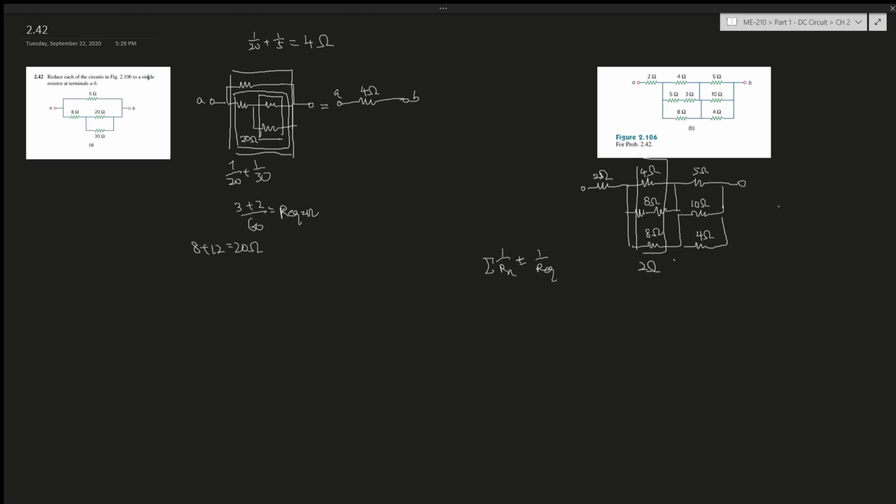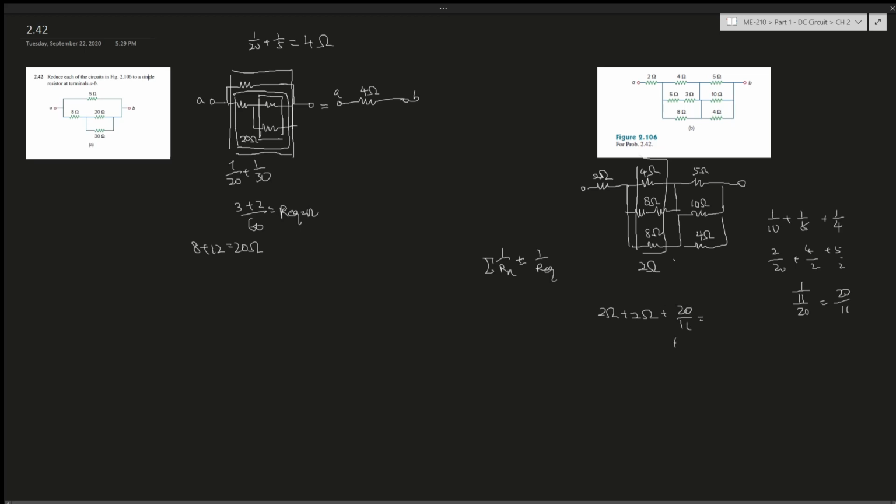Okay, over here we can't really do that, so let's say 10, 5 and 4. The lowest common multiple is 20. So this is 2 over 20 plus 4 over 20 plus 5 over 20, and this is 11 over 20. You have to take the reciprocal of that, so it's 20 over 11. Fantastic. Now we have just series, so 2 plus 2 plus 20 over 11, which is 1.81 repeating.